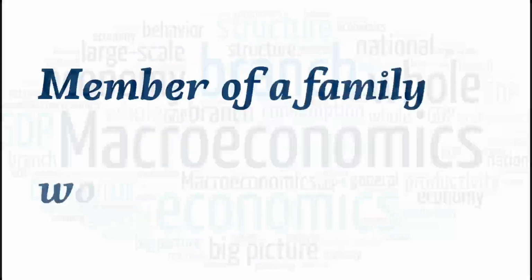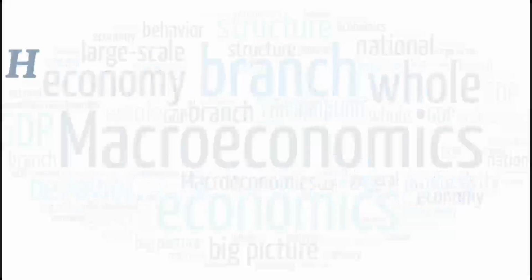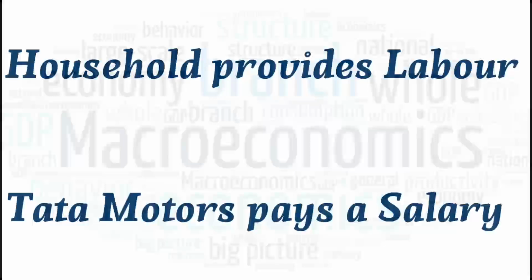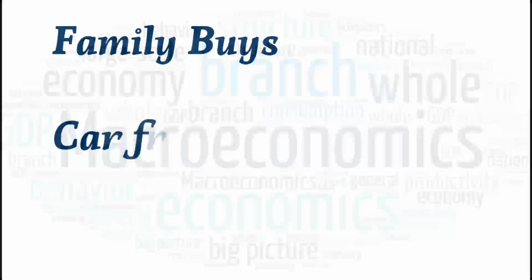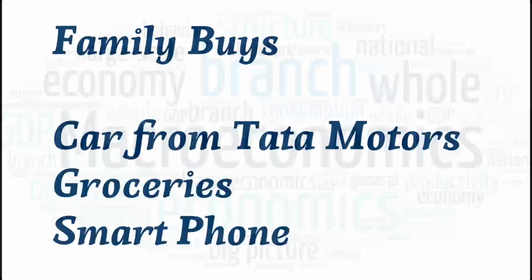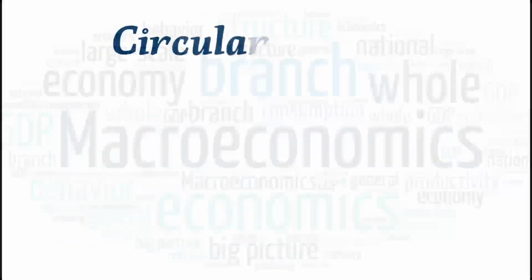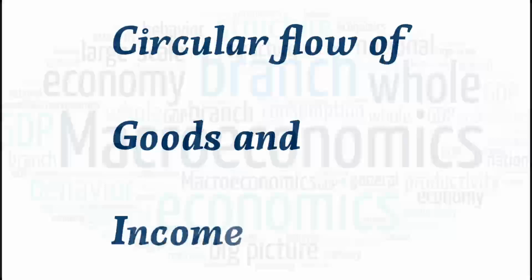Example, imagine an Indian family where one member works at Tata Motors. The family household provides labor and Tata Motors, the business, pays a salary. The family uses this salary to buy goods like a car from Tata Motors, groceries from a local store or a phone made by Samsung. This continuous loop of earning and spending keeps the economy moving, illustrating the circular flow of goods and income.